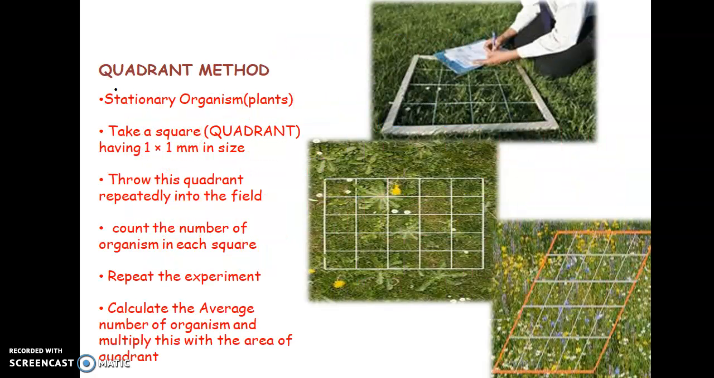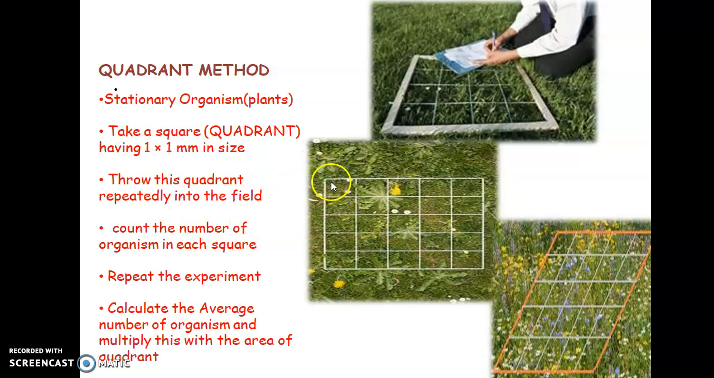Okay. Then, I told you that in the case of plants, we are using the method called quadrant. So, what is meant by quadrant? Here you can see in this picture, this is a quadrant. This quadrant is a rectangular shaped structure consisting of several equally sized squares. What we are doing in this method is that we throw this quadrant, or this particular apparatus, repeatedly into the field, and we count the number of organisms in each square.